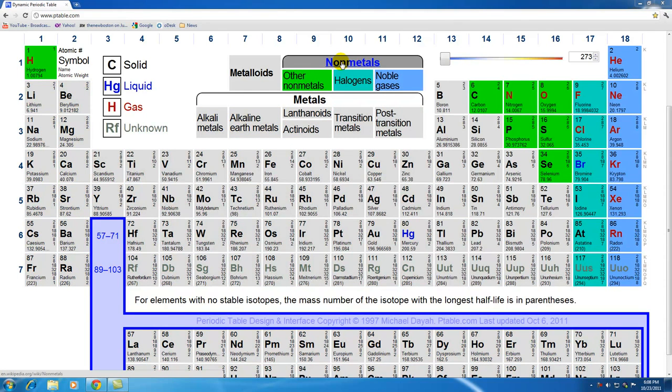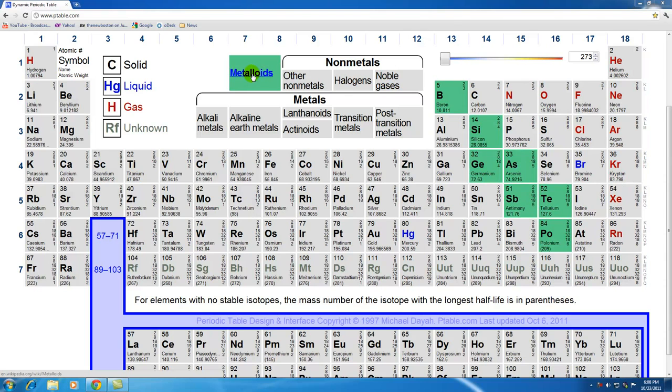But if you paid really close attention, you would notice that some of the elements in between them don't get lit up at all. We call those elements metalloids. And this pretty much is the in-between a metal and a nonmetal. They kind of share the properties of both metals and nonmetals. Basically, if metal and nonmetal had a baby, then these babies would be the metalloids.